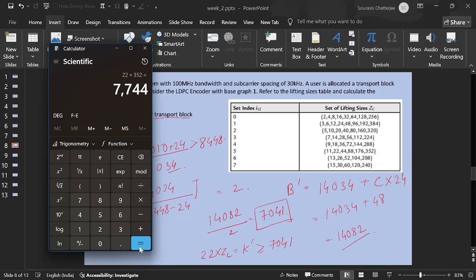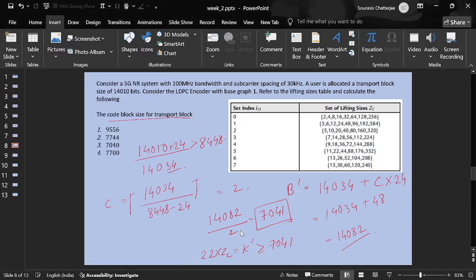So if I do ZC = 352, it comes out to be 7744. So this is the input code block size that I am going to feed to the LDPC encoder.